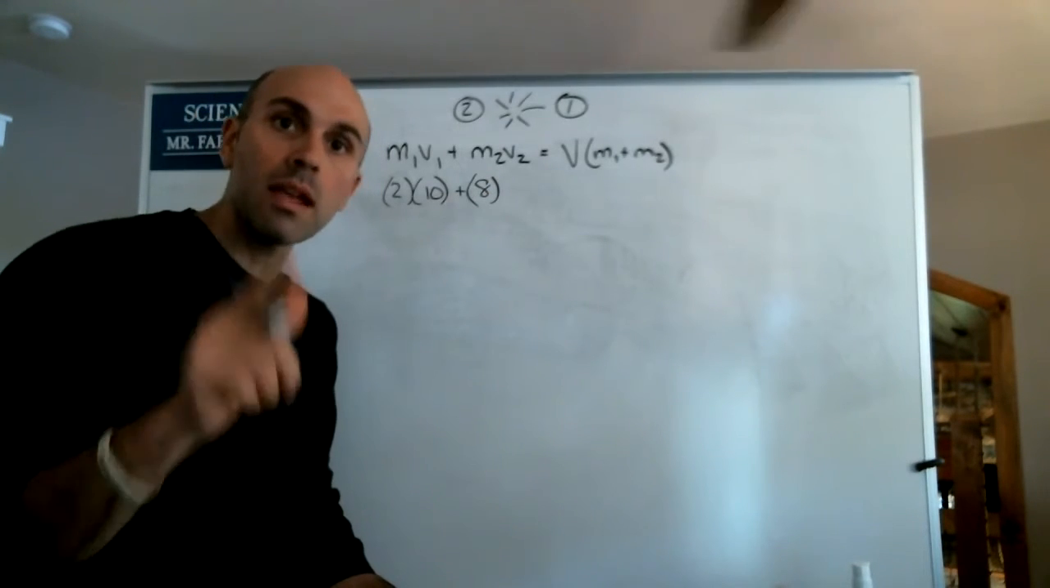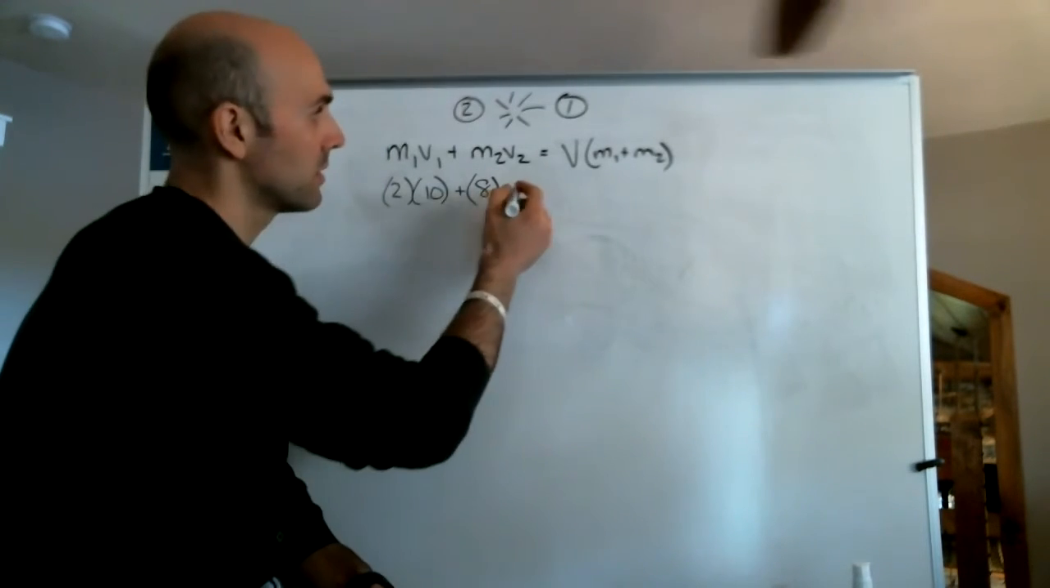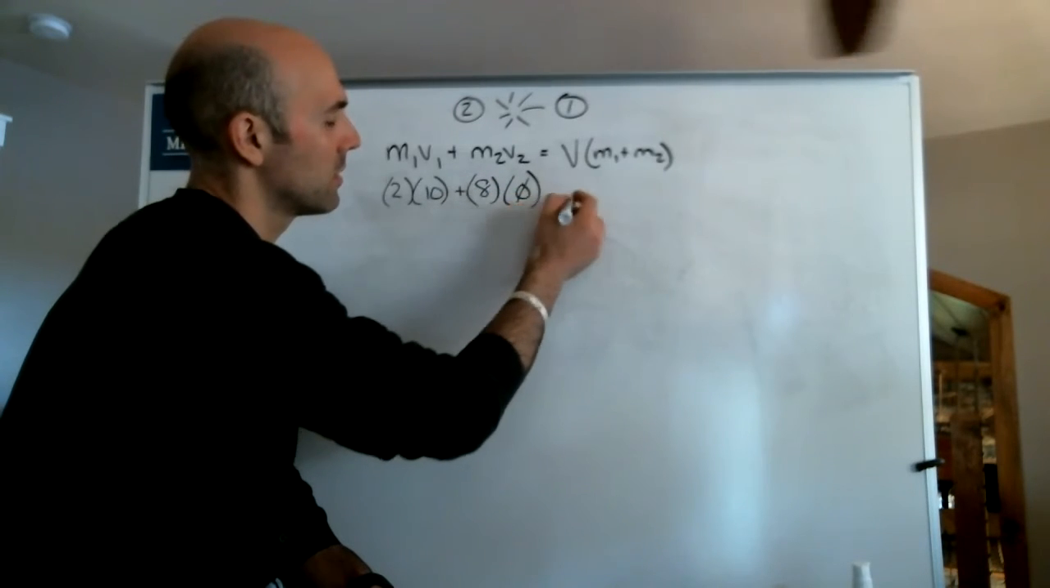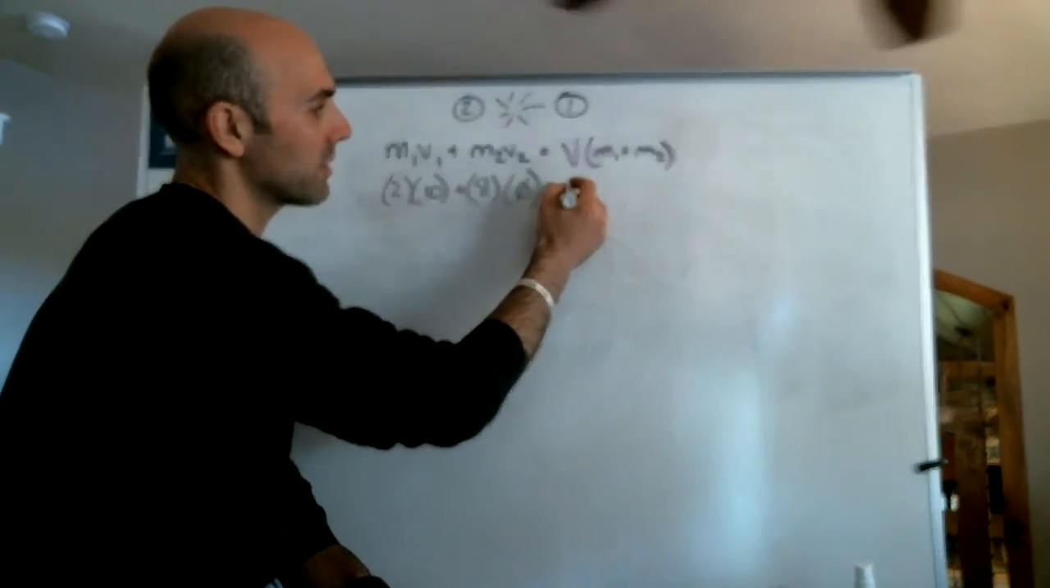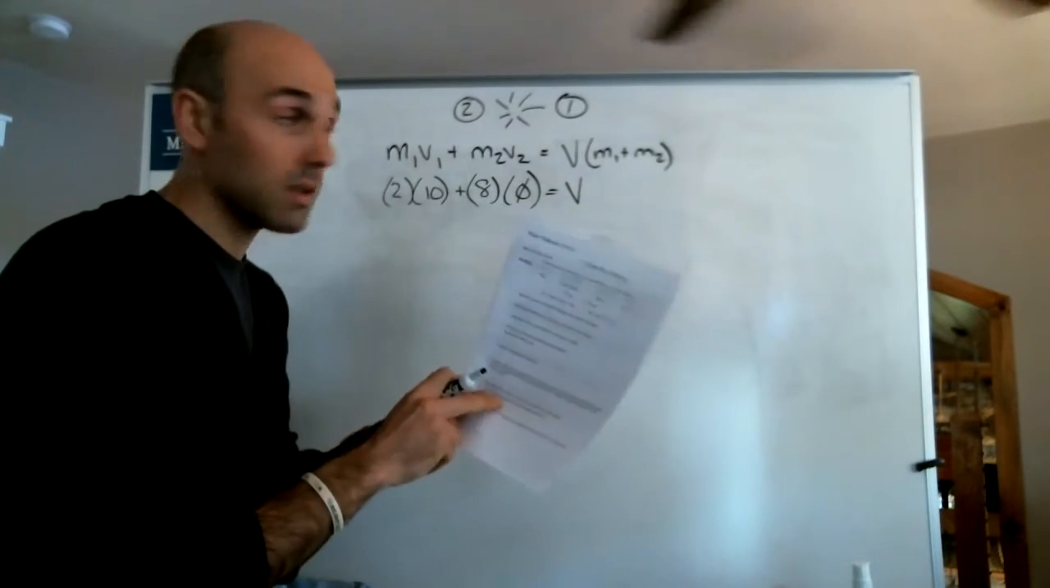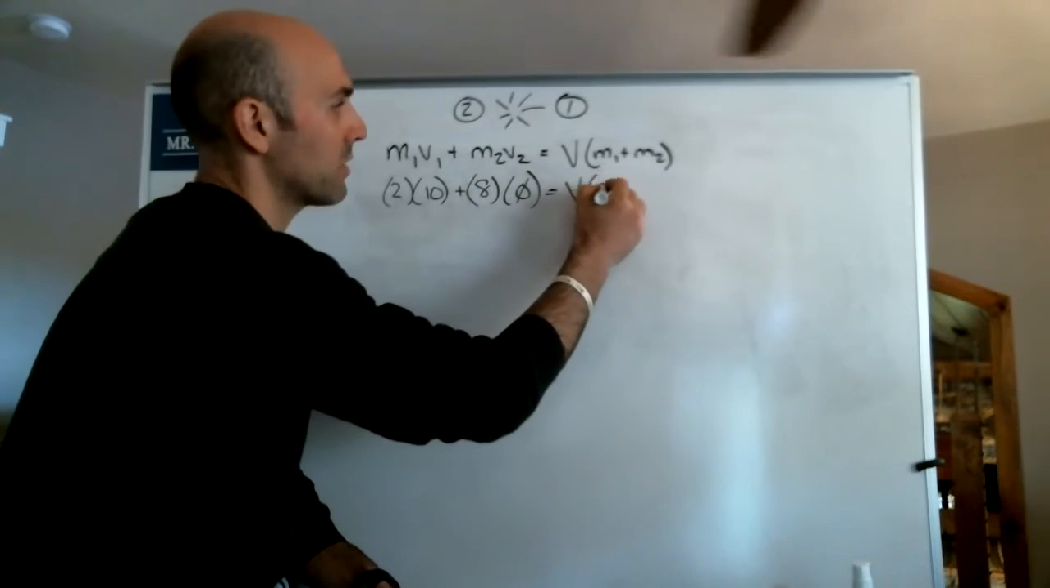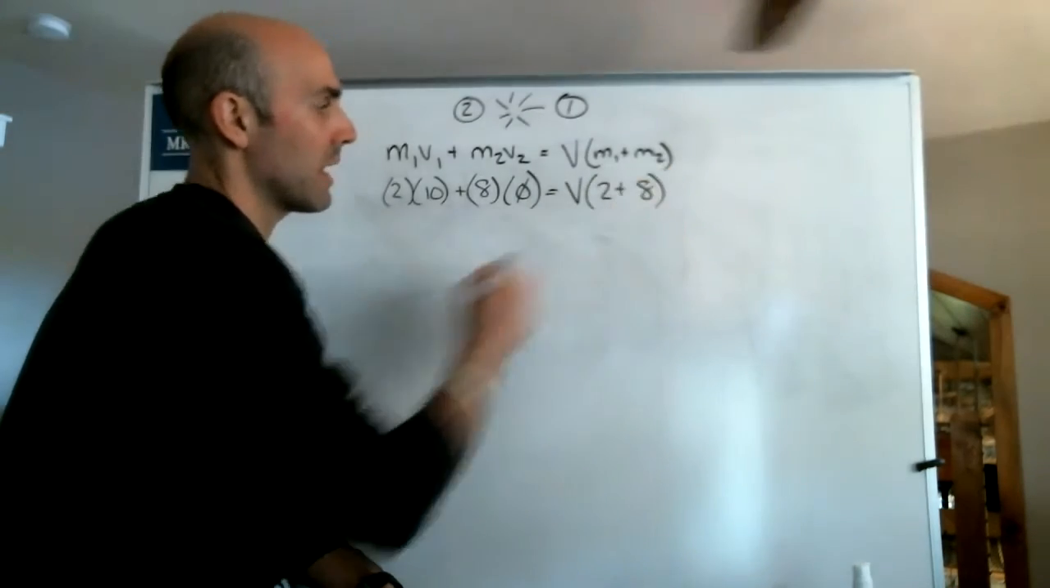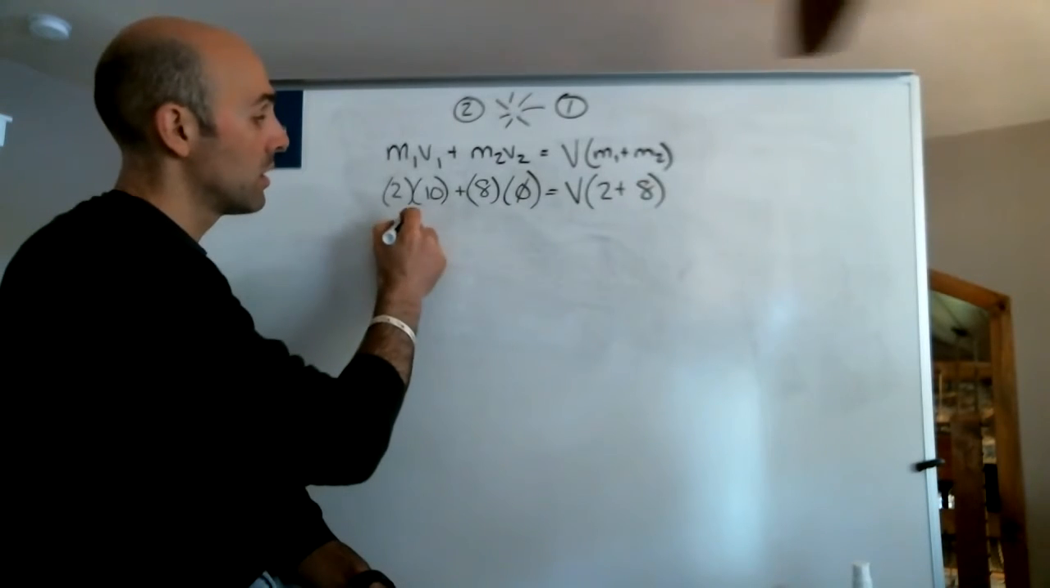Hand raise, hand, yes, you. Perfect. 0 equals our velocity, which is what we're looking for. It specifically asks, solve for the velocity. And then we just add our masses, 2 plus 8. Let's do this math out.